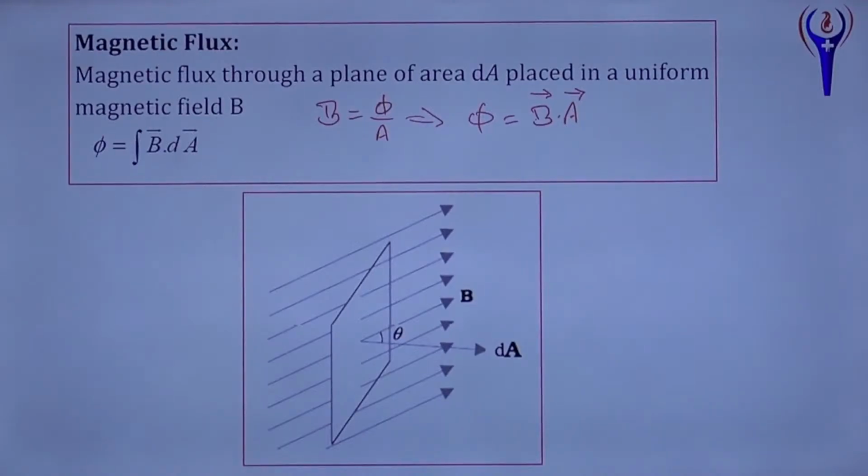This is the plane of the paper, and this is the magnetic field direction. dA is perpendicular to the area, perpendicular to the plane of the paper. And theta is the angle between the direction of the magnetic field and the perpendicular to the plane of the coil. So B dot dA is B A cos theta, the integral of B A cos theta, because A dot B equal to AB cos theta. That's the formula.